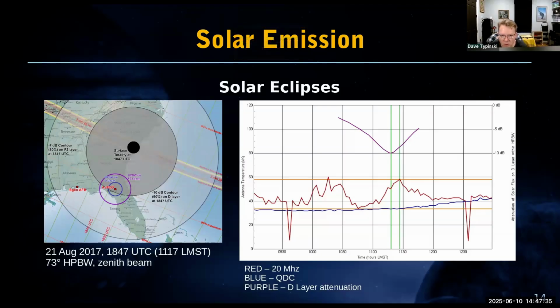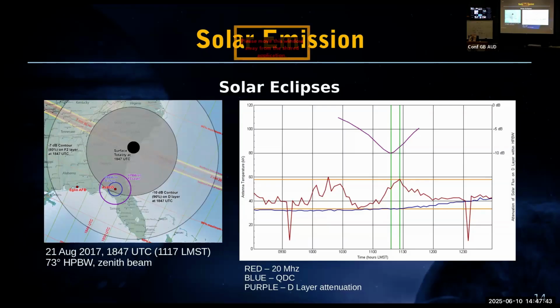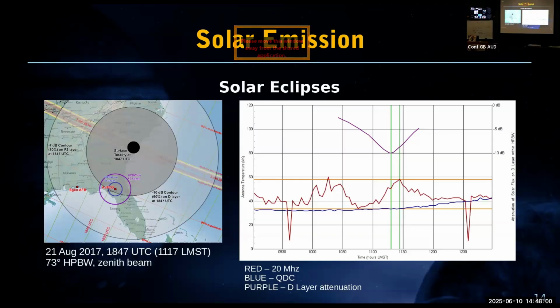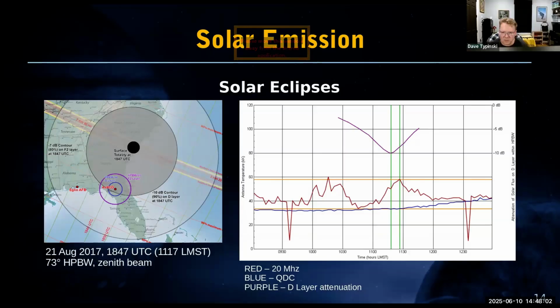The plot on the right, I think it's interesting. The top purple line is that D layer attenuation as the shadow approached the station and then moved away. But in the red data, that data has been smoothed a little bit. There's two peaks, one leading the closest approach and another peak after. It's like what we saw at 20 megahertz, which dipped in advance of the solar eclipse's closest approach.